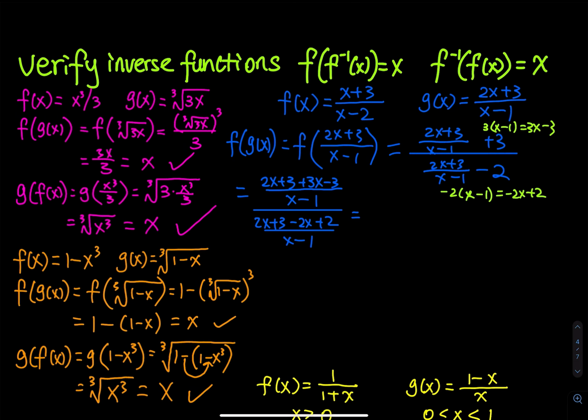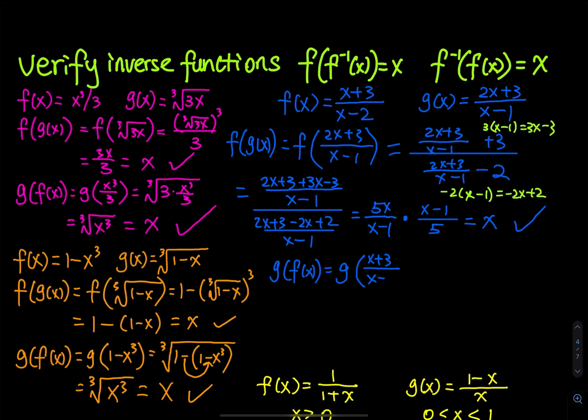Okay, the top, 2x plus 3x equals 5x, divided by x minus 1, and then divided by a fraction, so you multiply by the reciprocal. And then the bottom, we have 2x minus 2x is gone. 2 plus 3 is 5. So at the end of the day, you have an x, and this is a check. And then g of f, so g of f of x, which is g of x plus 3 divided by x minus 2. All right, and then this one you have a lot to write.